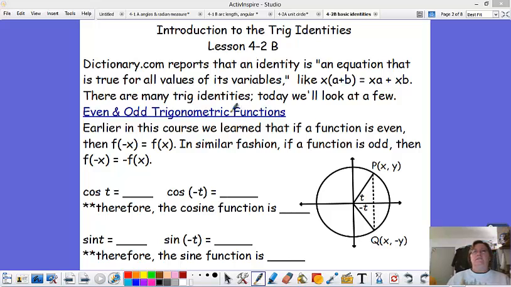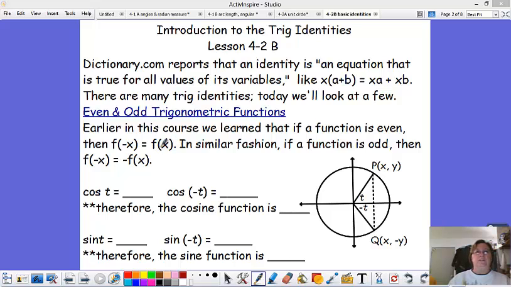There are lots and lots of trig identities. Today we're going to look at some of the basic ones, and we're going to begin with someplace that we were before. We've learned that you can call functions even or odd based on some criteria. The criteria may look different to you now than it did earlier. We really didn't need this definition earlier. But if a function is even, then the value of the function at the opposite of x is the same as the value of the function at x.